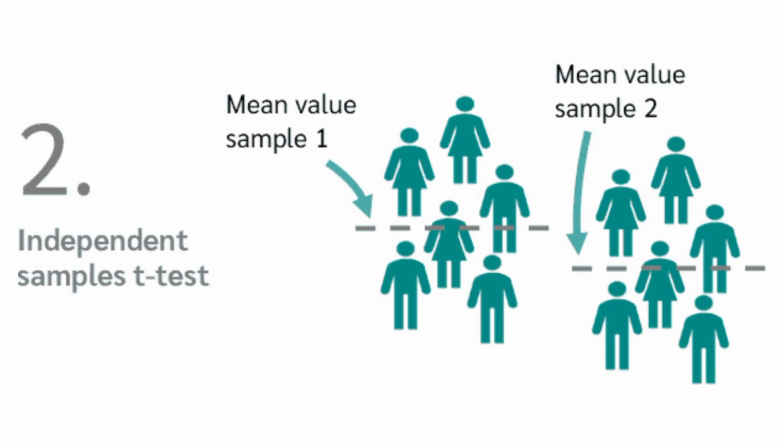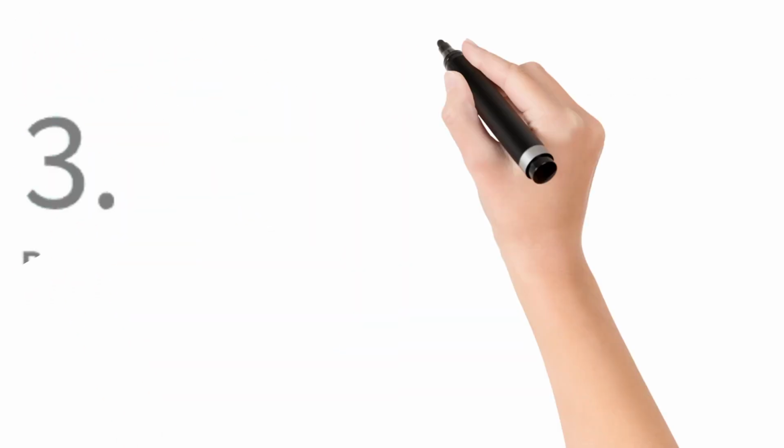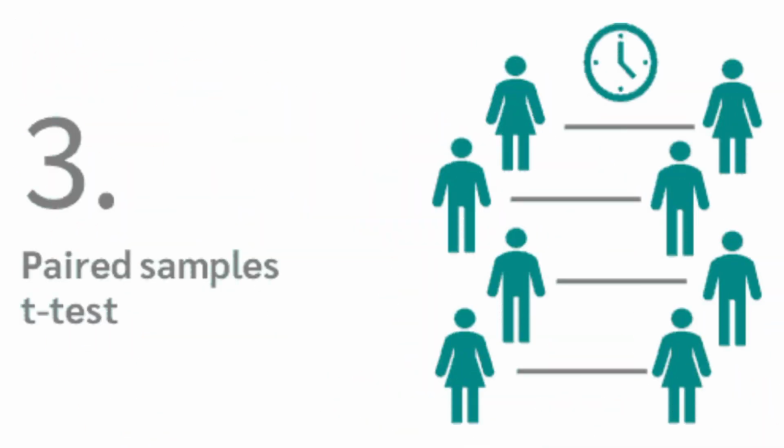So in the case of independent, the groups are independent. Then the last one, which is the paired samples t-test, is when you are trying to check whether there is a significant difference between the means of the same group before and after a particular treatment. Let's say you administer a drug and you want to check the mean of the blood pressure before and after the treatment. This type of t-test is called a paired samples t-test.